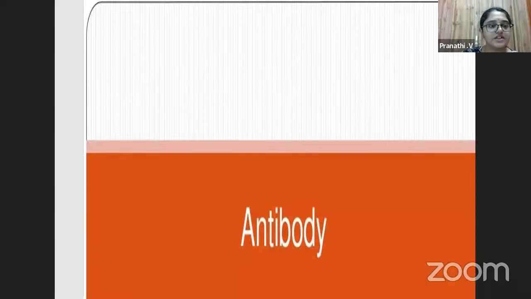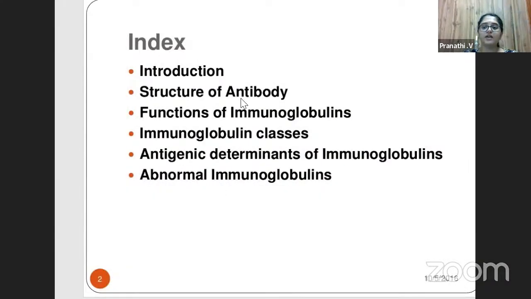Now let me share my screen with you so that you'll be able to see. Right. So we will look at the basic definition of antibodies, the structure of antibodies, the different kinds of antibodies present inside our body, what immunoglobulins are, the antigenic determinants present in immunoglobulins, and any abnormal immunoglobulins that are produced.